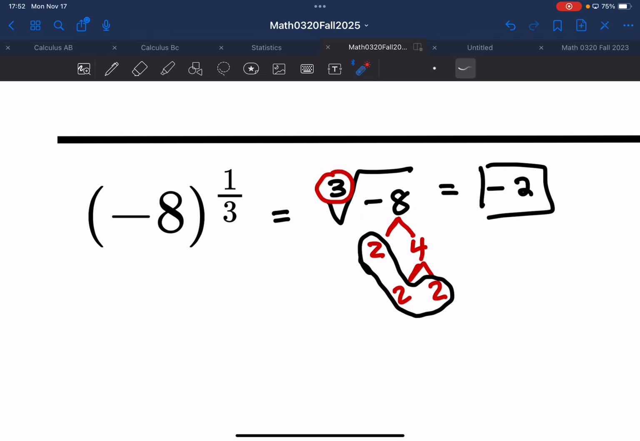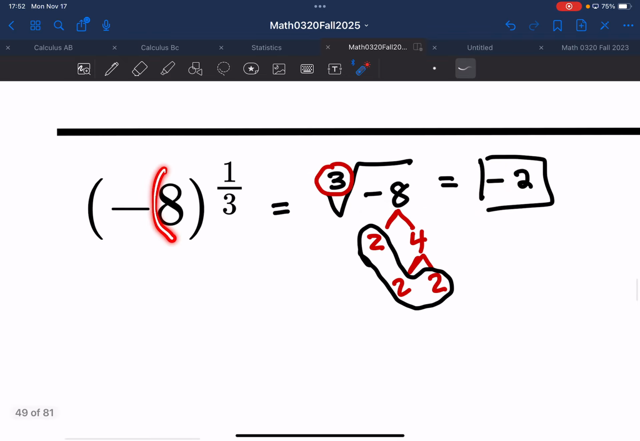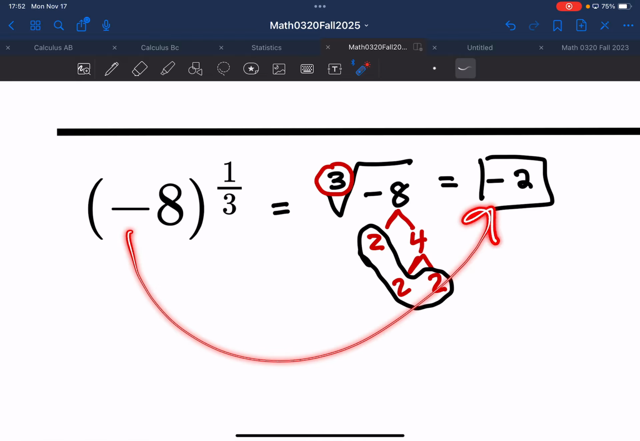If the negative was on the outside, so if this was just 8 and then the negative was out here, I would do all the work to write my answer and then I would just move the negative to the front. It would be negative either way for the answer. Unless you end up with a negative, then you do negative times negative and get a positive.